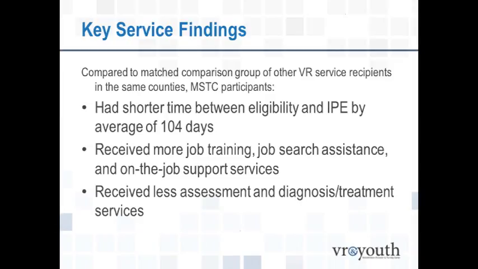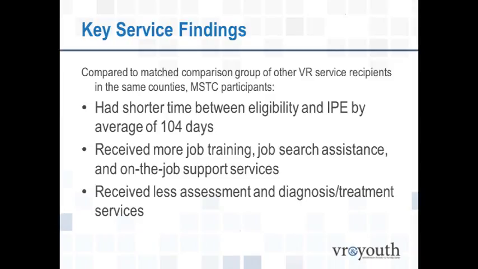They also receive more job training, job search assistance, and on-the-job support services. Now, remember, this was implemented pre-WIOA, which means that these are service categories that existed at the time, before pre-ETS existed. So in other words, vocational rehabilitation services, as they were labeled at the time, the students who participated in MSTC received direct job training and job search assistance and on-the-job support services. They received more of that than the comparison group. And conversely, they received less assessment and diagnostic and treatment services.